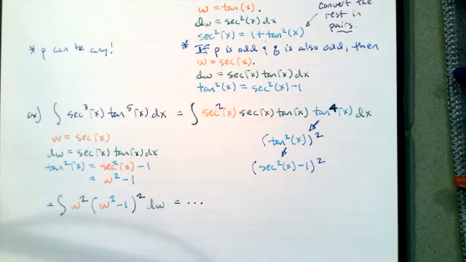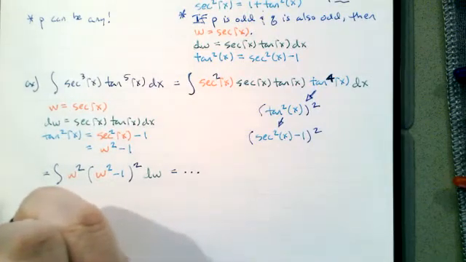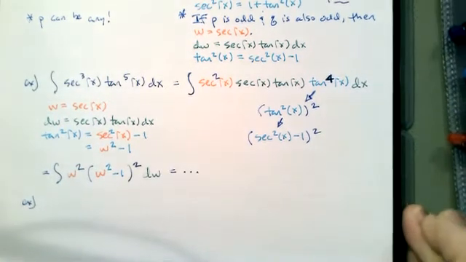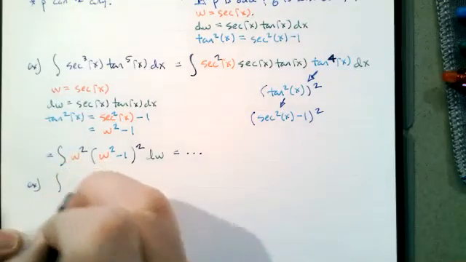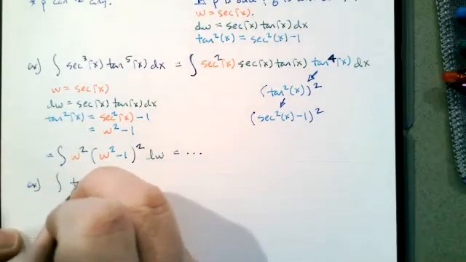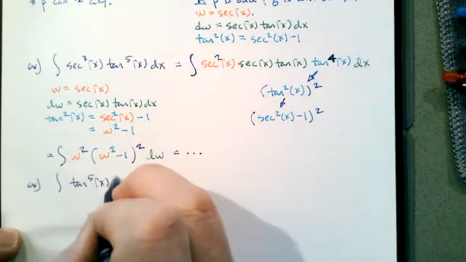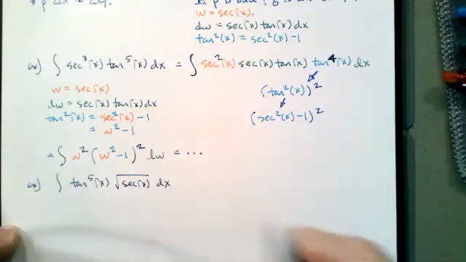So in this case, P can be anything we want it to be. So for example, we're going to have to get clever with our powers. But if we had, say, let me write a weird one. Let's say we had tangent to the 5th x and say the square root of secant x dx.